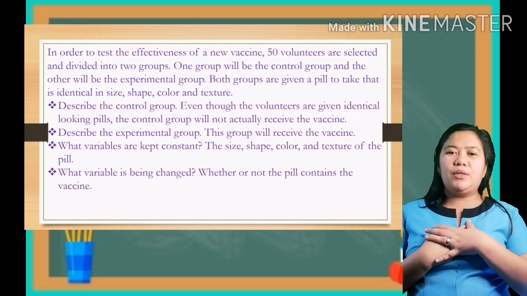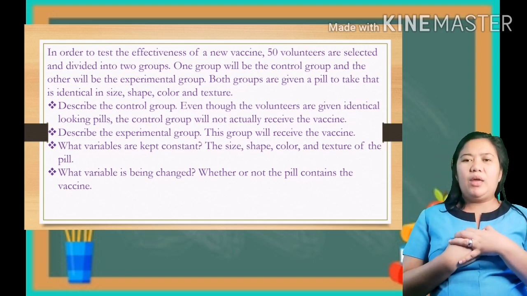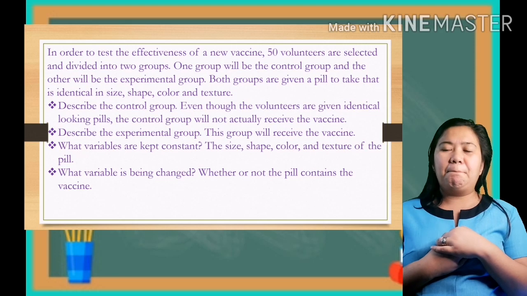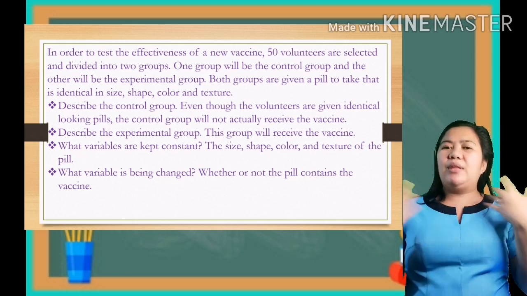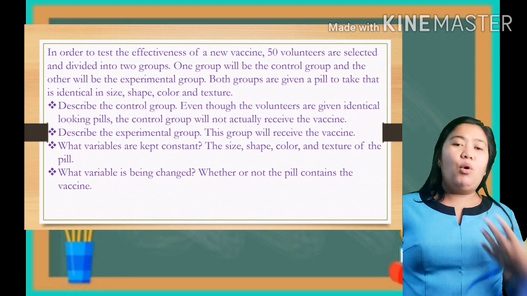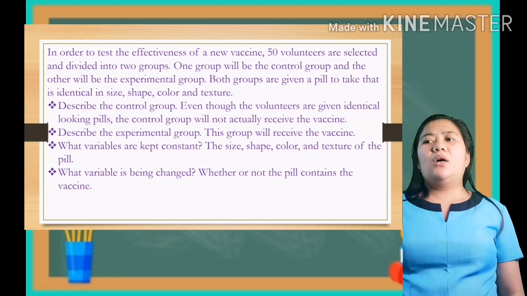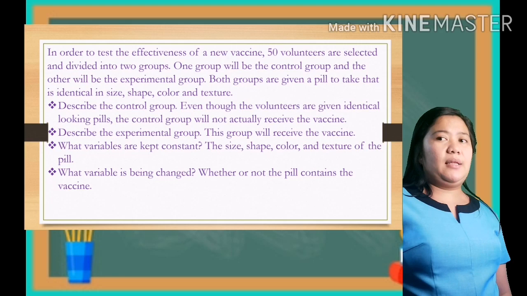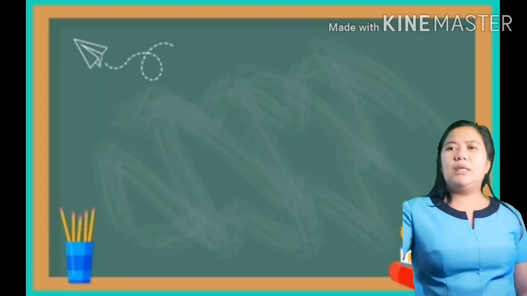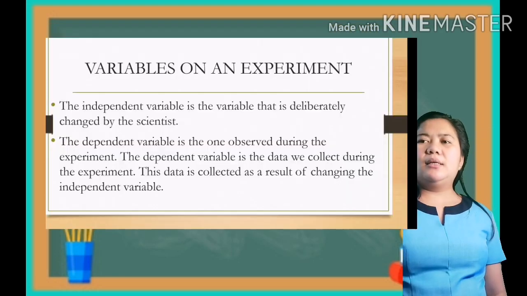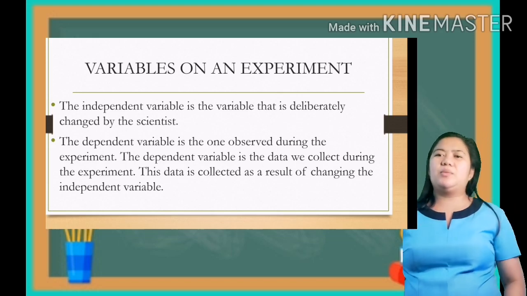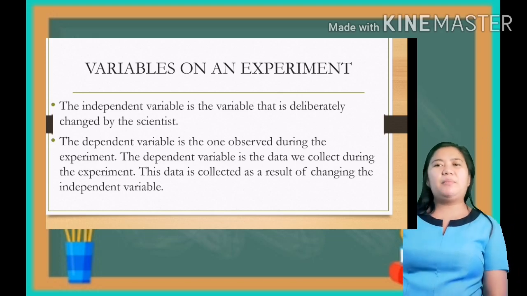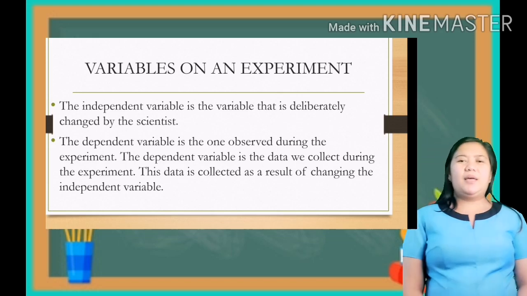So did you get my point on the importance of having a controlled setup? I hope you now have a clearer idea of the importance of having a controlled setup. Next would be variables in an experiment. We have two types, the independent and the dependent variable.